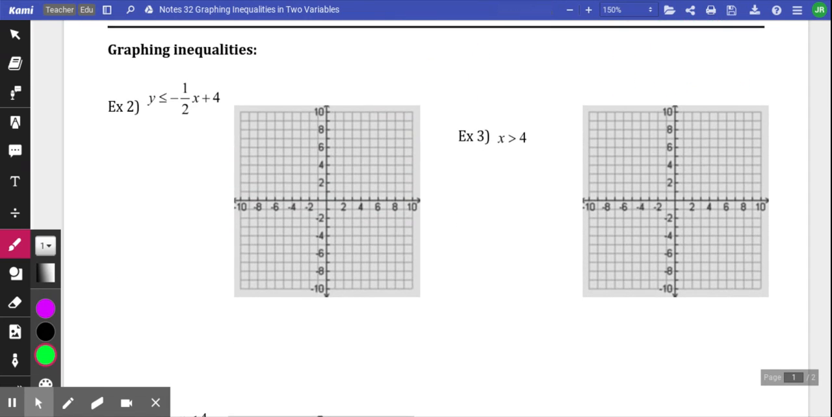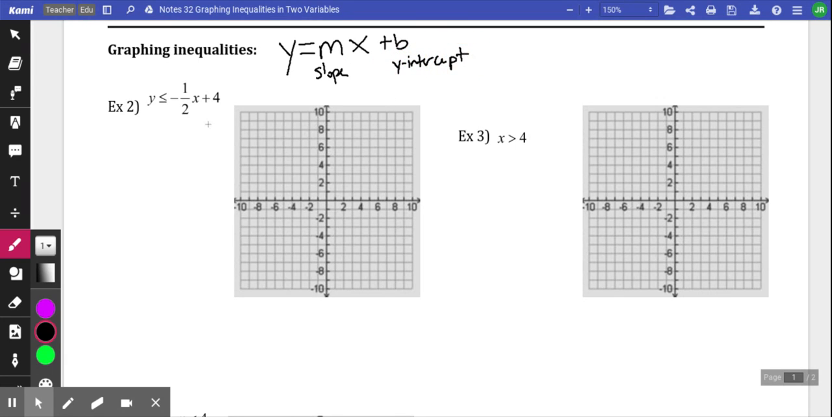So for example, let's do this one right here where we have y is less than or equal to negative 1/2 x plus 4. First thing that we're going to do is we are going to go ahead and graph this. This is what's called the boundary line. All right, so right here, this is our boundary line, and we're going to need to get this graphed. The way that we graph equations of lines, most common way is to use y equals mx plus b. So remember that m is your slope and b is the y-intercept.